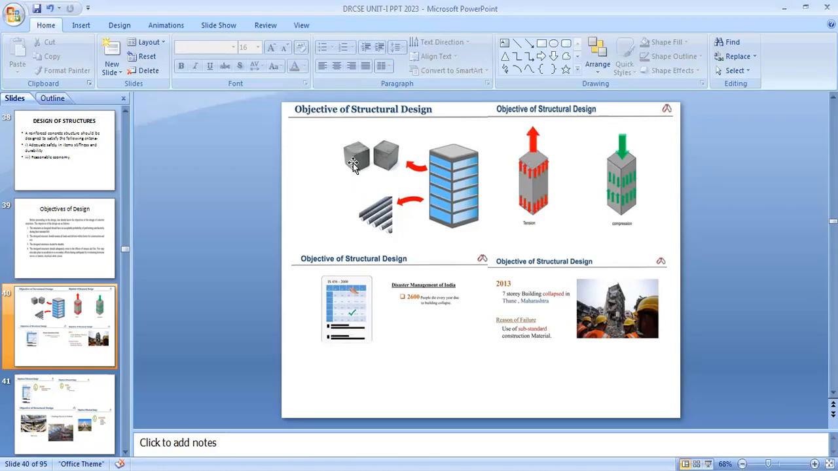Here in the design picture, what we are seeing is a cube without rod, and here you can see a cube with rod. So the structure will withstand the load that comes, and if a tensile force is applied, it will also withstand. Okay. So here you can see the second story building collapse in Thane, Maharashtra. These are due to substandard construction materials.